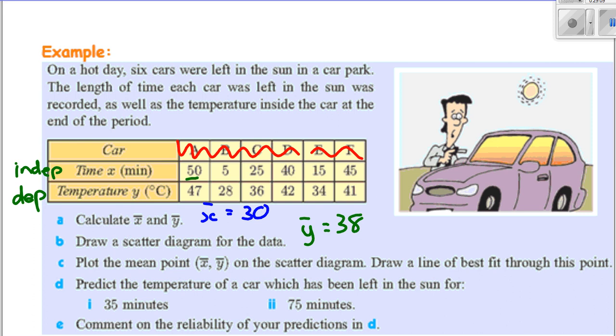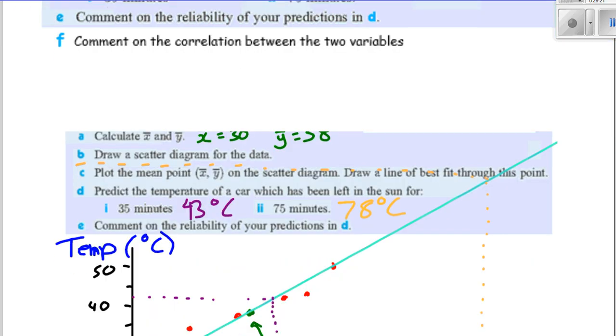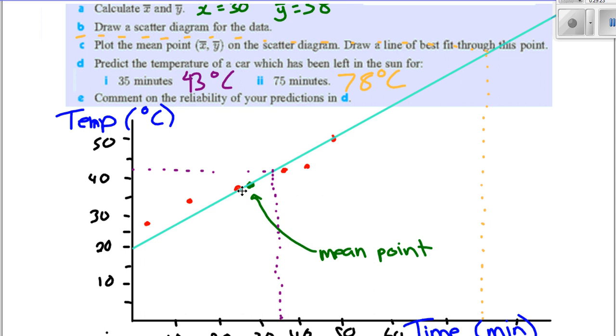Then you also need to plot the mean point, x bar, y bar. So this is the mean point here. So 30 brackets 38. So I'll show you below where I've done that. So here's the mean point here. I went across to 30, up to 38. Here's our mean point here. Sometimes I want you to label it capital M, but do whatever they ask you to do in the question. So in this case, they didn't ask us to label it.